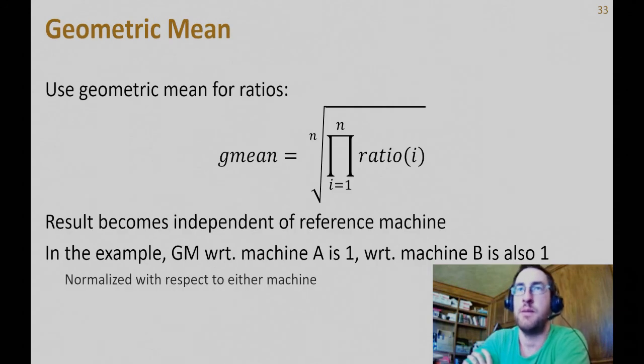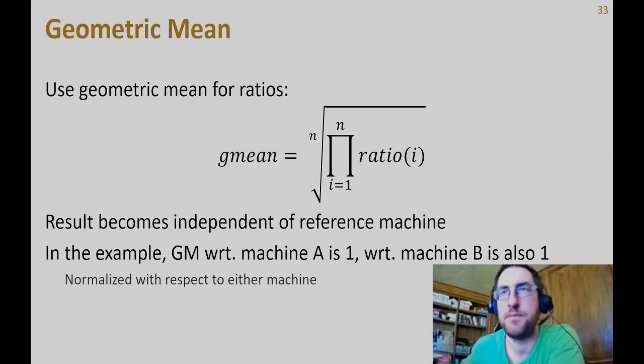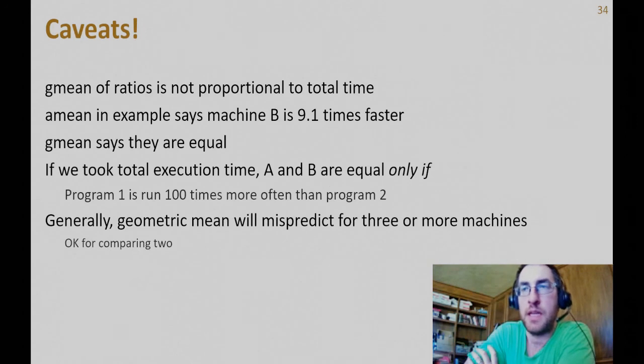So when you have ratios, you can use the geometric mean, which is given by the nth root of the product of the ratios. So here's the formula. The geometric mean of B with respect to A is 1. The geometric mean of A with respect to B is also 1. So they have actually the same geometric means. Remember earlier on, our arithmetic mean of our total runtime told us that machine B was 9.1 times faster. And the geometric mean says they're the same. The total execution time of the two machines is equivalent only if that shorter program, program 1, is run 100 times more often than program 2. So the geometric mean ignores sort of the weight of each program in some sense.